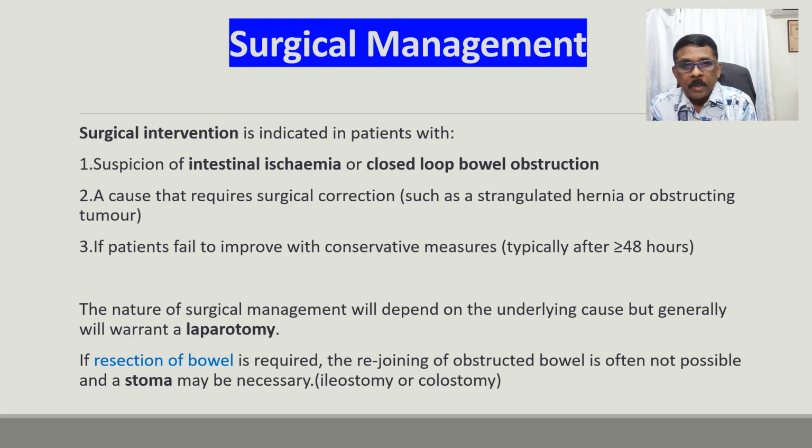In the laparotomy, resection of the bowel may have to be done because it is gangrenous. If it is resection, if possible, we rejoin with a primary anastomosis. But if it is not possible, then a stoma in the form of an ileostomy or colostomy may be done. Often it is a temporary phenomenon.